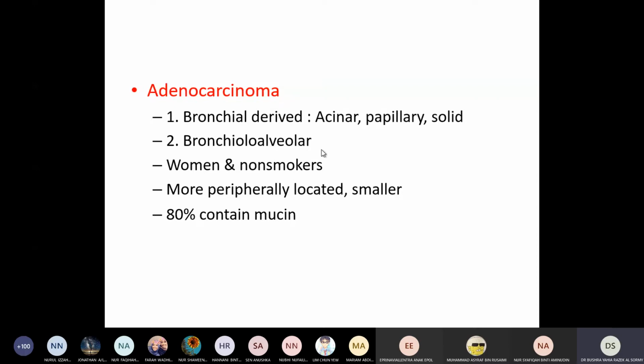Bronchoalveolar, usually the adeno-CA, they said, occurs mostly in women, and they are non-smokers. So the adeno-CA sometimes is not related to smoking, okay, and they think it is maybe due to the p53 mutation, which is a tumor suppressor gene. And most of the adeno-CA are located at the periphery, okay, and most of them, 80%, contain mucin.